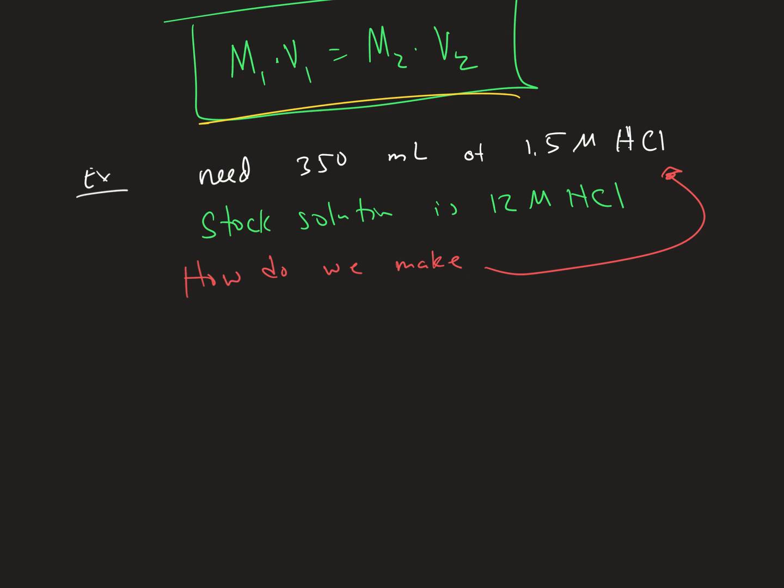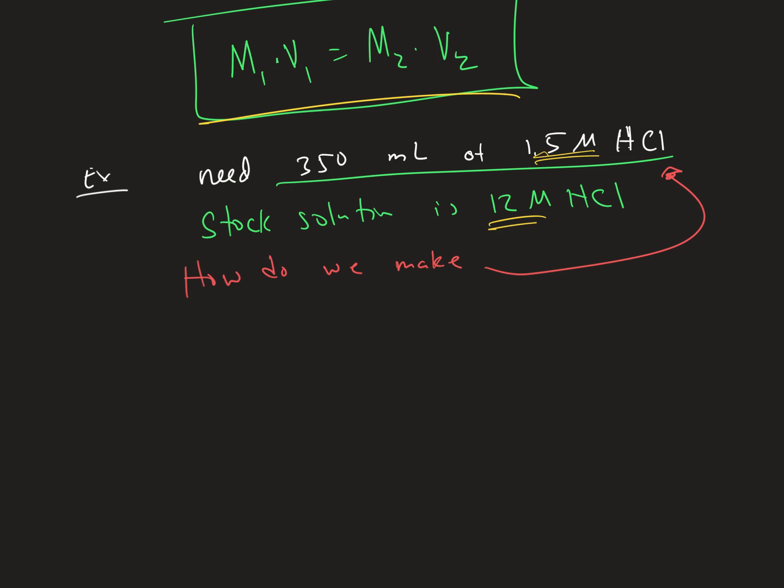Well, we're diluting this, right? We have a high concentration, we're making a lower concentration. So we're going to use this dilution equation. Just like any other problem, we write down what we know and what we're looking for. We're trying to make this, so it doesn't tell us explicitly what we're looking for. So what are we looking for?